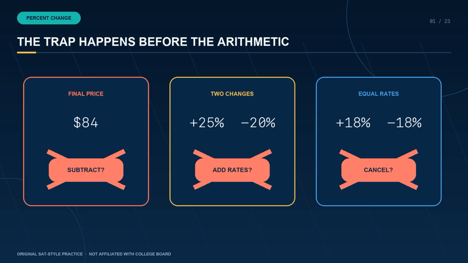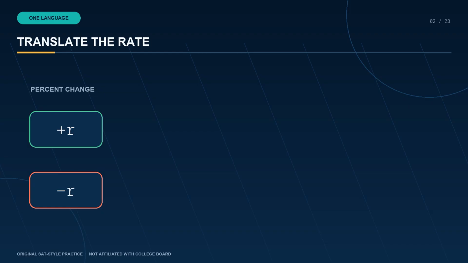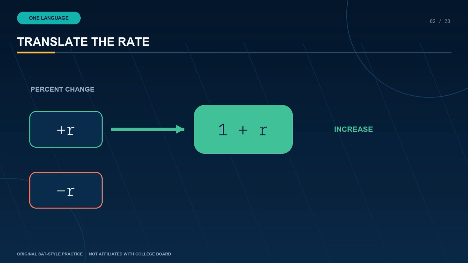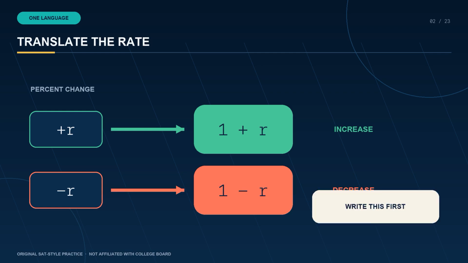In this lesson, for original SAT-style problems, turn all three traps into one method. Translate every percent change before calculating. An increase of a percent becomes 1 plus r as a decimal multiplier. A decrease becomes 1 minus r. Moving forward means multiply. If the problem gives the final value and asks for the original, reverse the motion by dividing. For successive changes, multiply the multipliers in order.